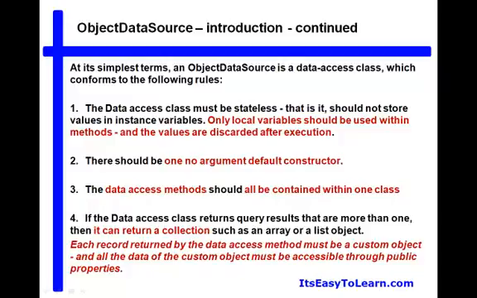If the data access class returns query results that are more than one, then it can return a collection such as an array or a list object. Each record returned by the data access method must be a custom object, and all the data of the custom object must be accessible through public properties.